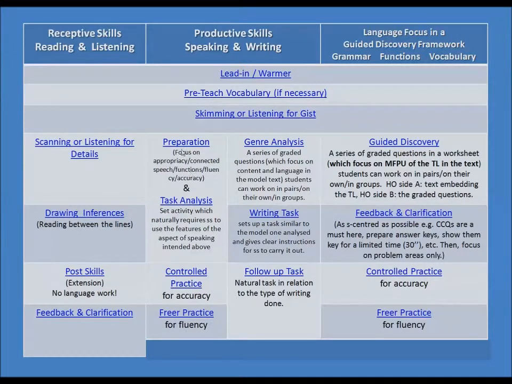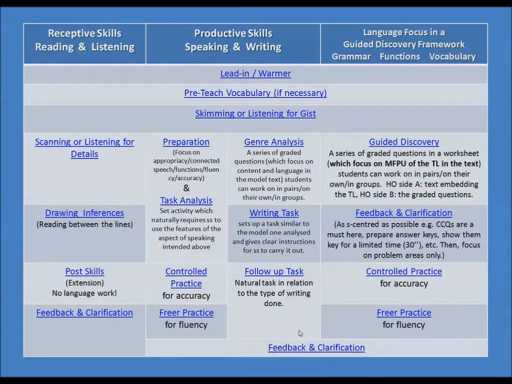Now these three, for speaking, writing, and function guide discovery, also share in common that they all, and also reading and listening, share feedback and clarification at the end, so that we can give some error correction. We can provide students with a nice wrap up of the lesson by allowing them to see whether they performed well or not.